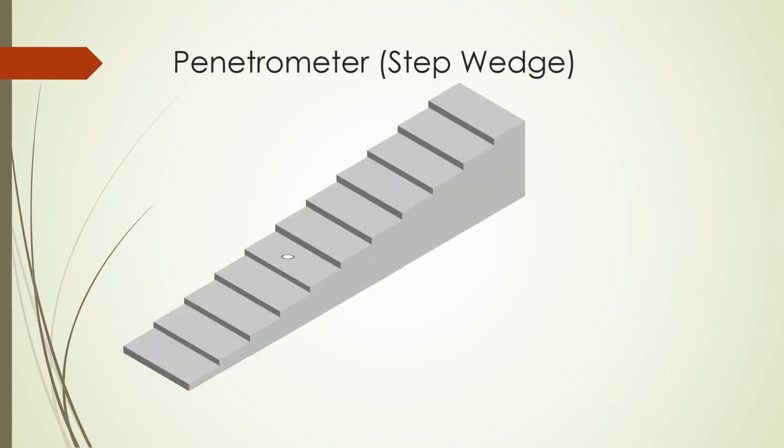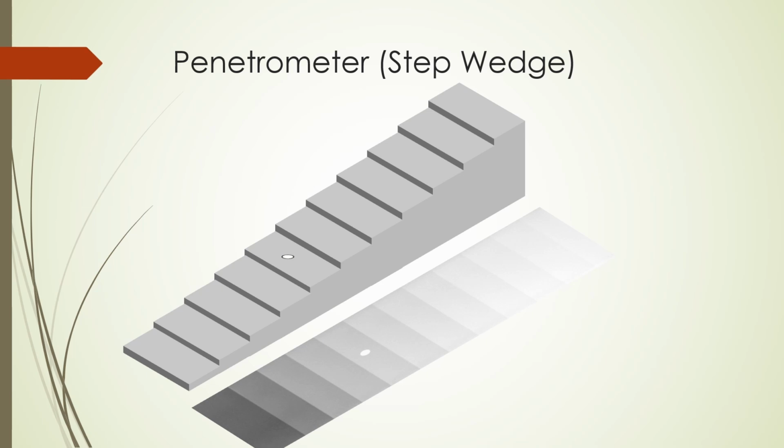A penetrometer consists of a block of aluminum that has steps cut into it. Each step is 1/8 of an inch thicker than the previous step. An alternate name for a penetrometer is a step wedge. When it is radiographed, the penetrometer will cast an image like the one below.